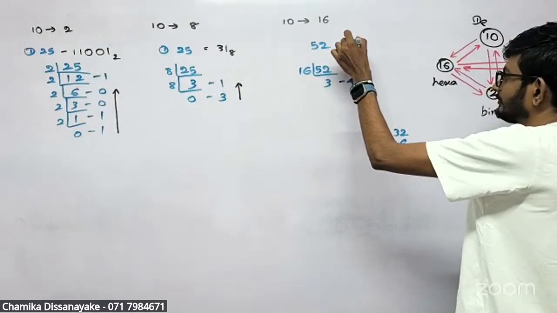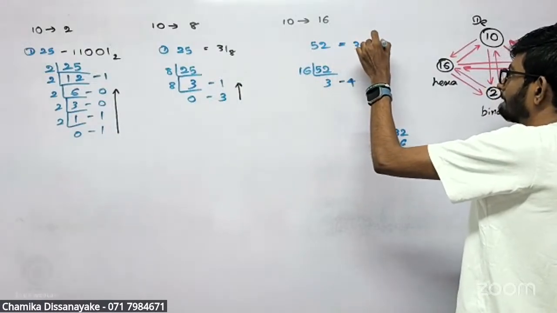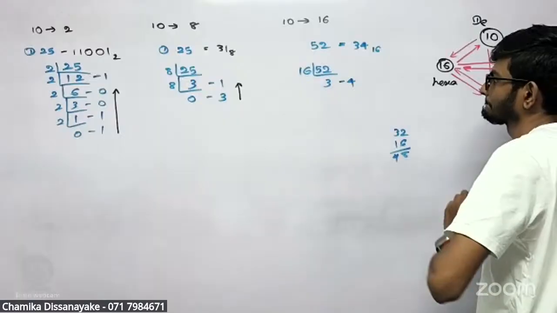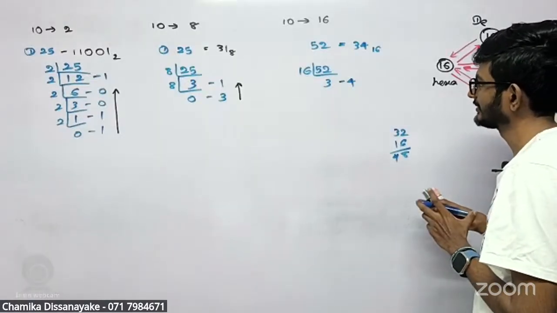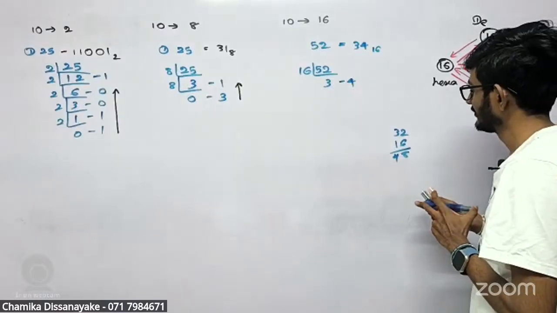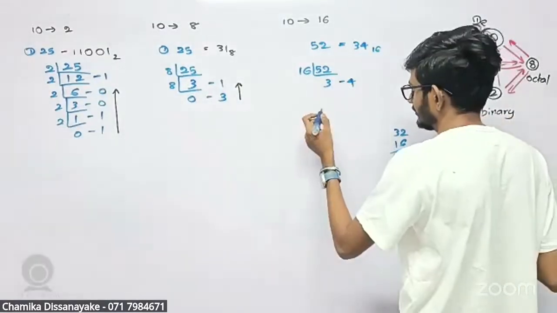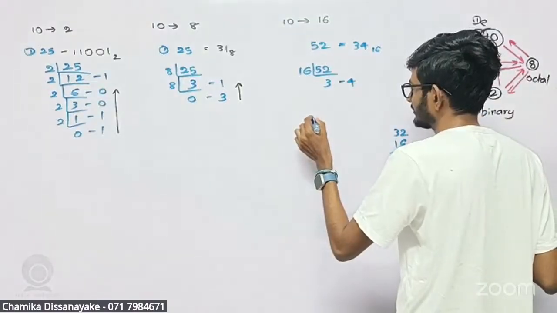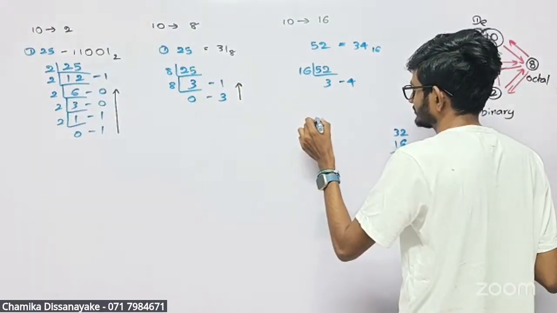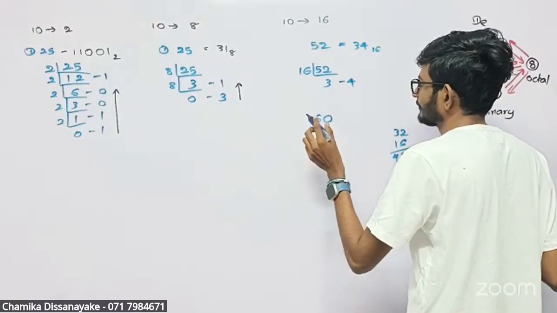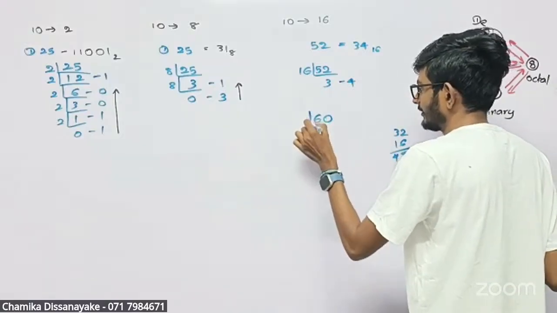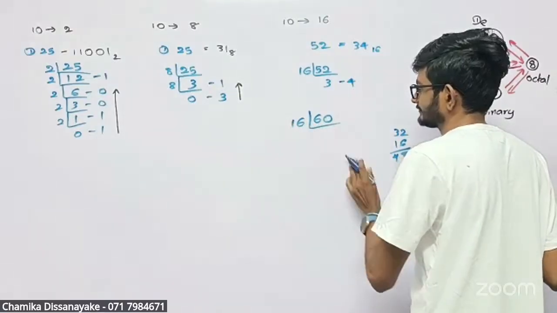So the answer will be 34 in hexadecimal. Okay. So here actually we didn't get that kind of answer. I will just divide again. We will get another number like 60. Okay. So the value is 60. I'm going to just divide by 16.